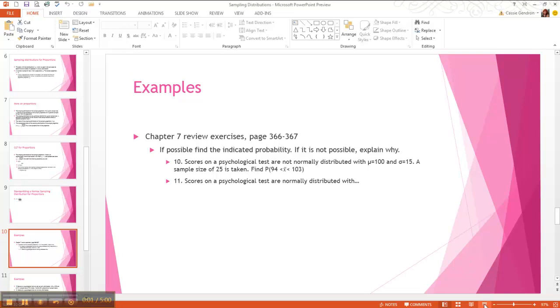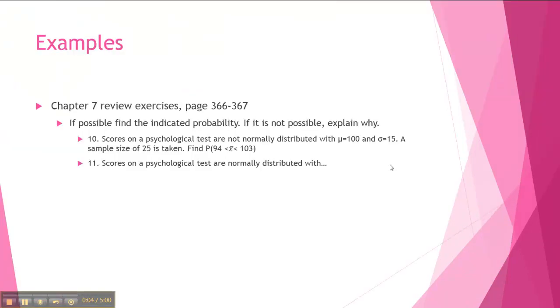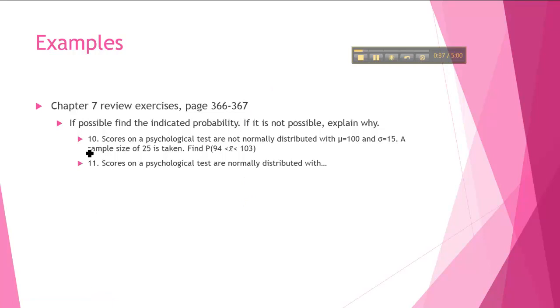Alright, so now on to the example video so you can actually understand a little bit of what I was trying to say in the last two videos. Here's an example from the Chapter 7 review exercises on pages 366 to 367, problems 10 to 11. The problem asks us, if possible, find the indicated probability. If it is not possible, explain why. This is going to deal with everything I've talked about in the last couple of slides.